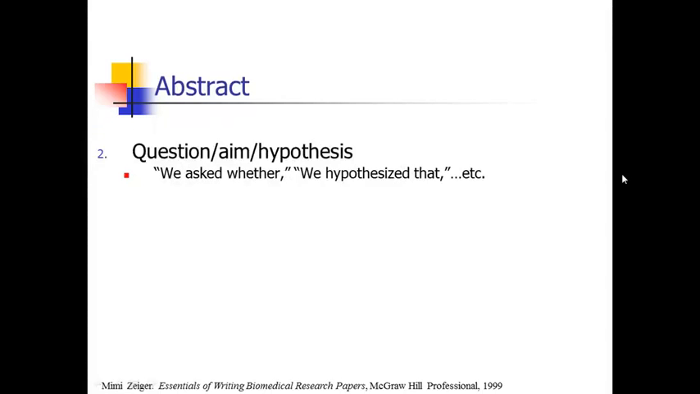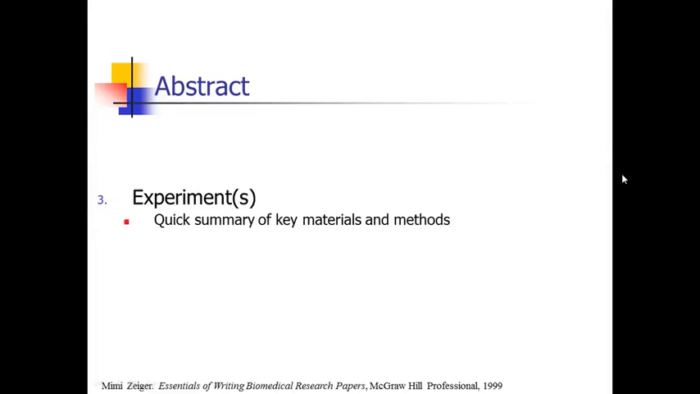And then you state explicitly that research question, just like you did at the end of the introduction section. You're going to use that exact kind of phraseology: we asked whether, we hypothesized that, we speculated that. So you're going to very clearly state what was the question that you were trying to answer, or the aim or the hypothesis of your study, and make it easier for the reader to find. So those two, the background and that question statement, come essentially right out of the introduction.